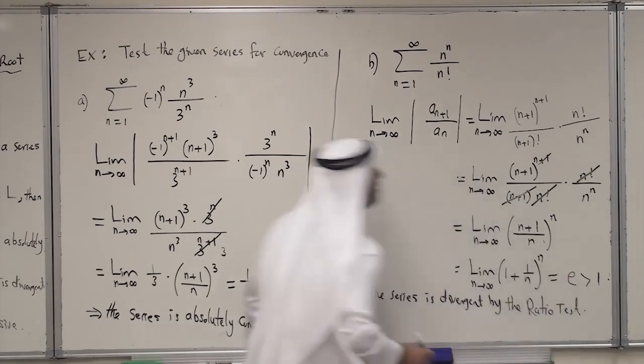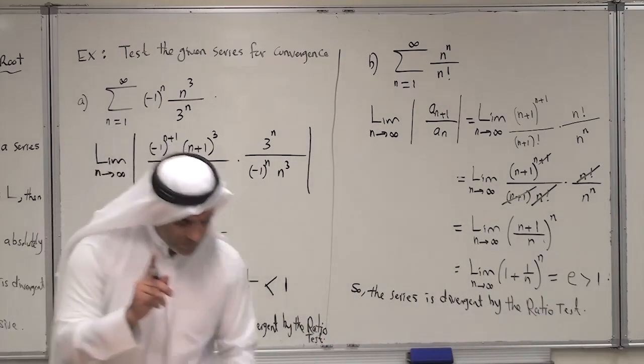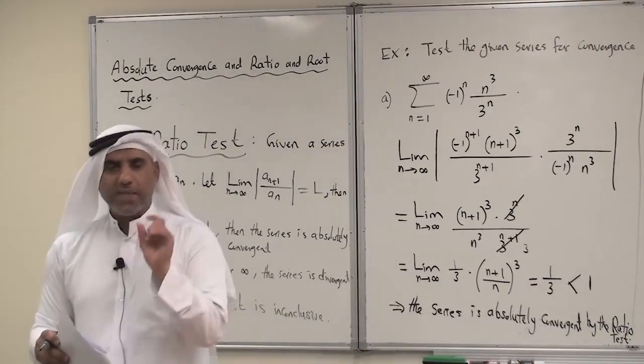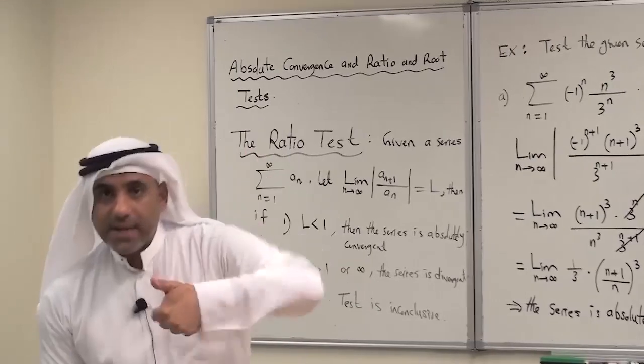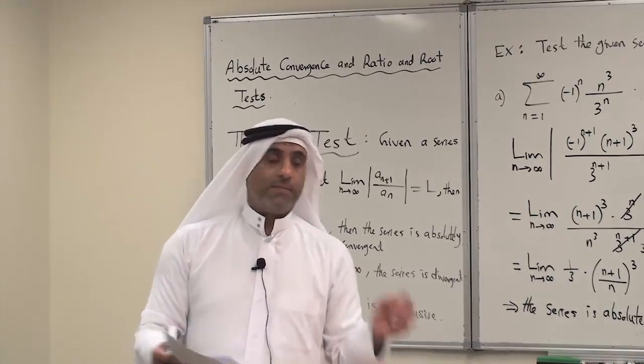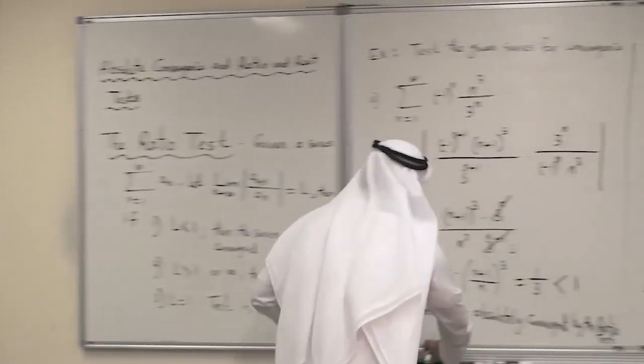Okay, it is divergent by the ratio test. Now, I have one more exercise that is very interesting in the sense that it will combine the comparison test with the ratio test. Sometimes you need to use different tests to reach the answer. I'll give you the idea of the next exercise here.